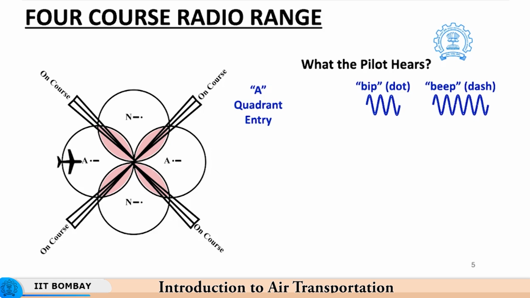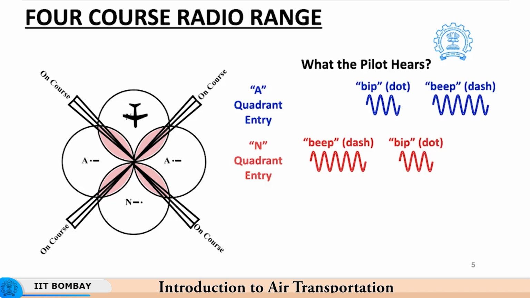Suppose a plane is entering from the A quadrant. The pilot would hear a signal in the form of a series of bip and beep, described as dot and dash. If a pilot hears such a tone, he will understand that he is in the A quadrant of the particular radio navigation radio range. Suppose the pilot hears a beep, beep, bip tone, he will understand that he is entering from the N sector of the radio range.